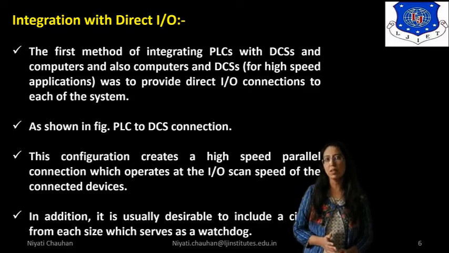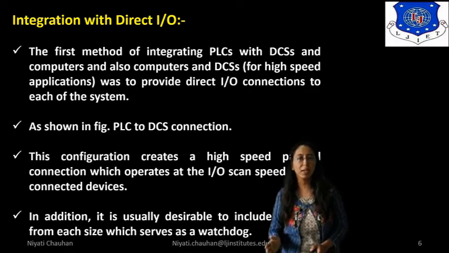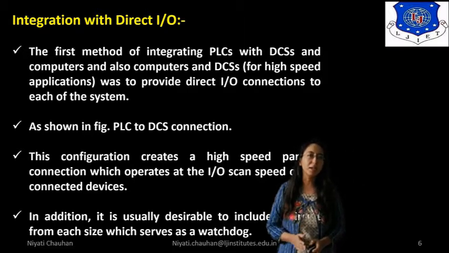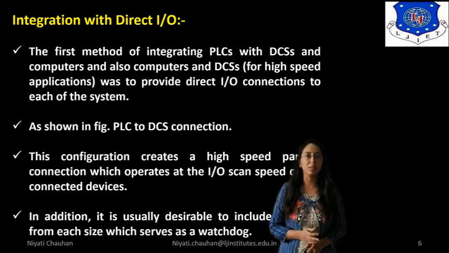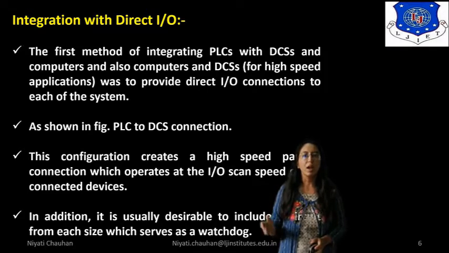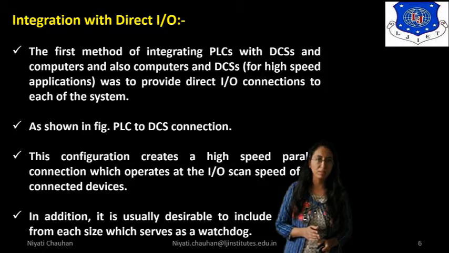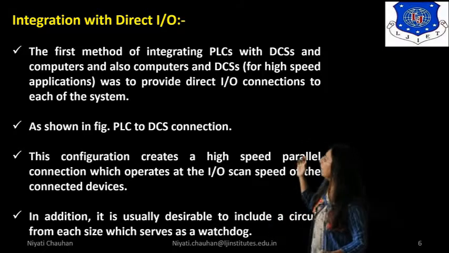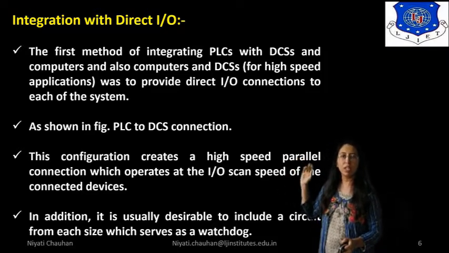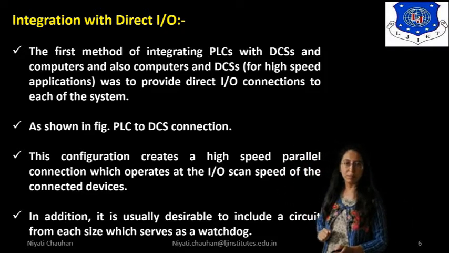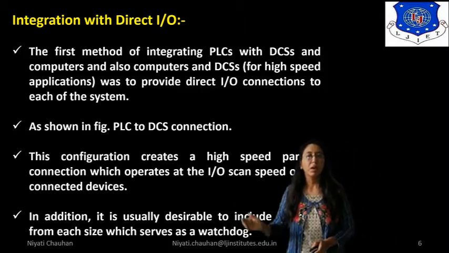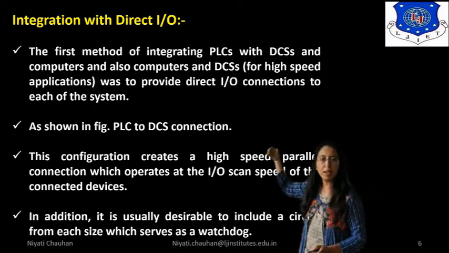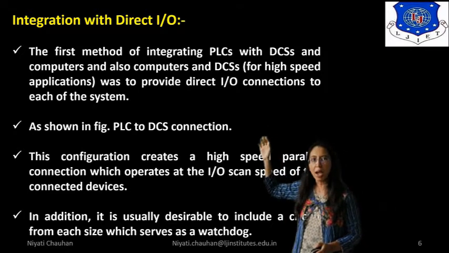Next is integration with direct input-output. The first method of integrating PLCs and DCS, and also computers and DCS, for high-speed application was to provide a direct input-output connection to each of the systems. As shown in the figure, PLC to DCS connection. We will discuss this diagram in the next slide.